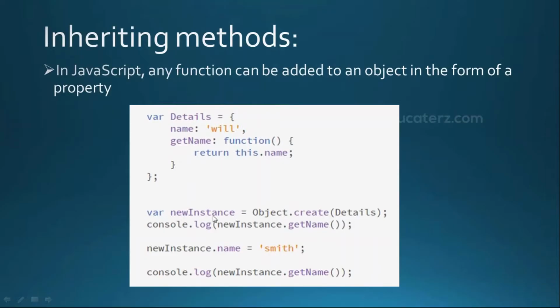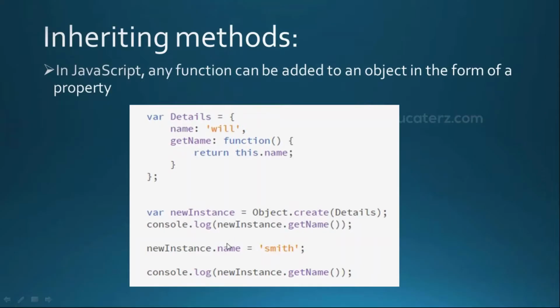When I create a new instance, I mean an object, based on this details prototype, it will return me the instance. When I call the getName method, it will actually return the "will" value, the prototype value. When you create this object literal, it is actually the prototype itself. That's the reason when I call the getName method, it refers to the name property.